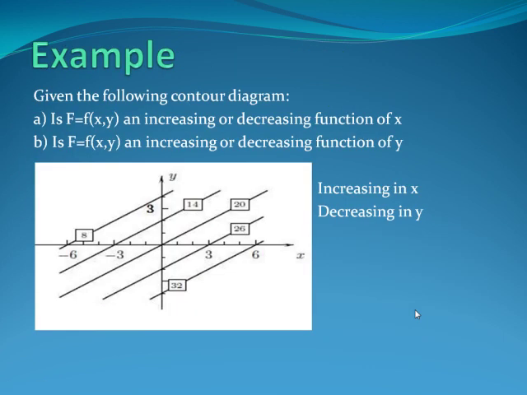The next thing we want to talk about is looking at one of these graphs and determining if the function is an increasing or decreasing function of its variables. We did this with a table, so now we want to be able to do this with a graph. So for part A, we're going to look at whether or not our function is an increasing or decreasing function of x, and for part B, we'll look at whether it's an increasing or decreasing function of y.